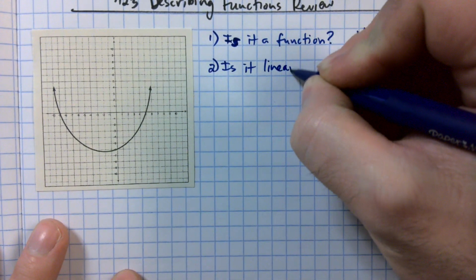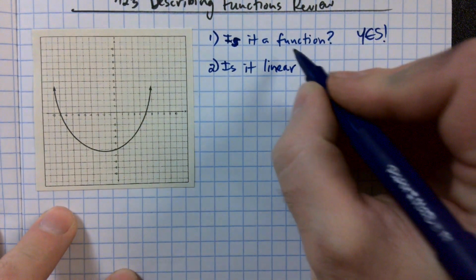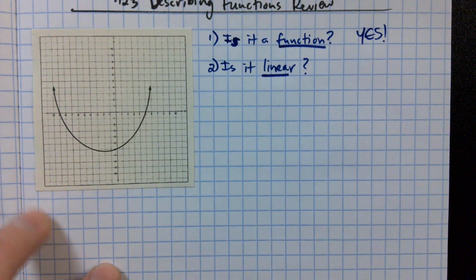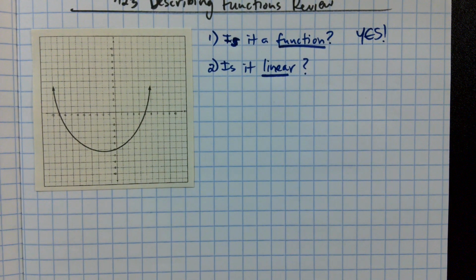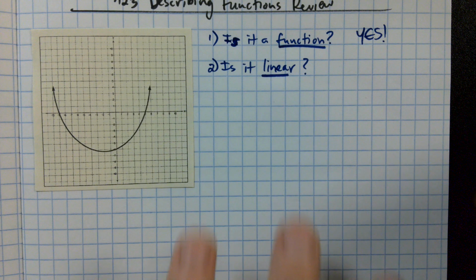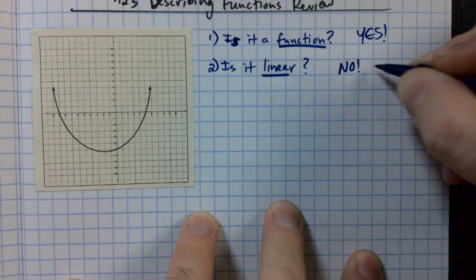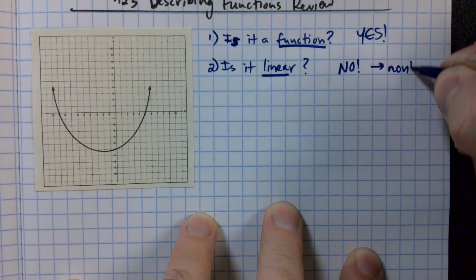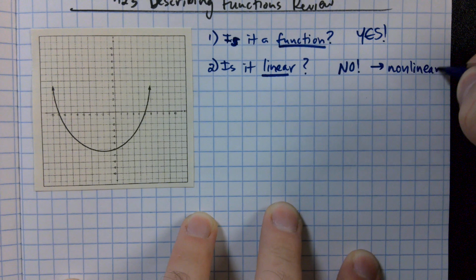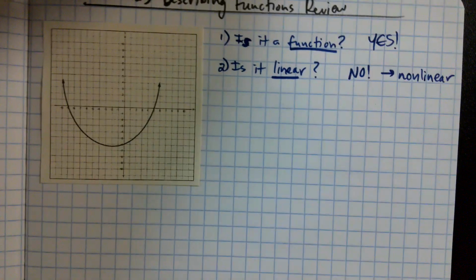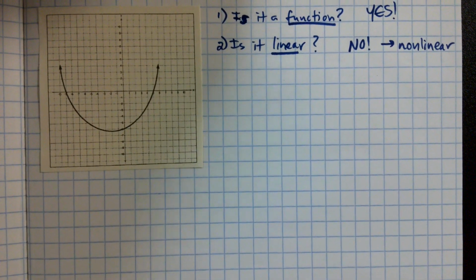Now that we know it's a function, we're going to ask, is it linear? What does linear mean? A straight line. Does that look like a straight line? No. So is it linear? No. This is non-linear, which is something that is not a straight line.